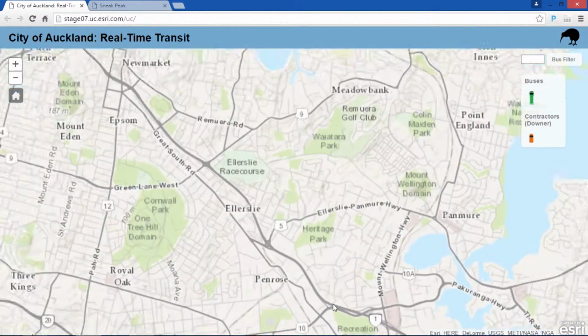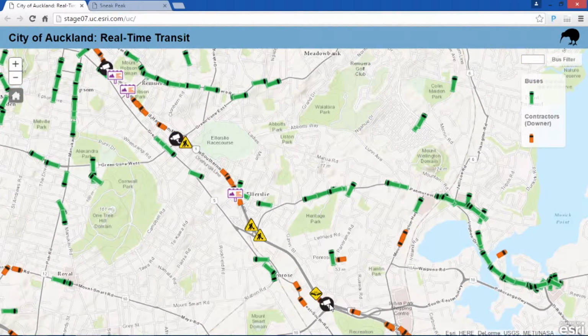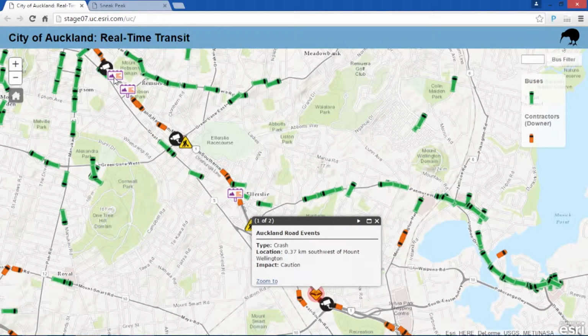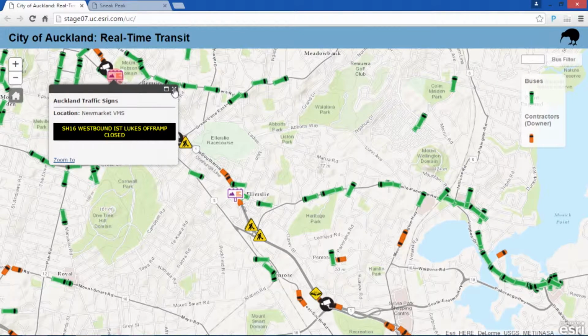GIS is more than just moving assets. It's about bringing together all the related feeds of your sensor networks. For transit, this includes road construction and accidents, intelligent highway signs, and traffic cameras.